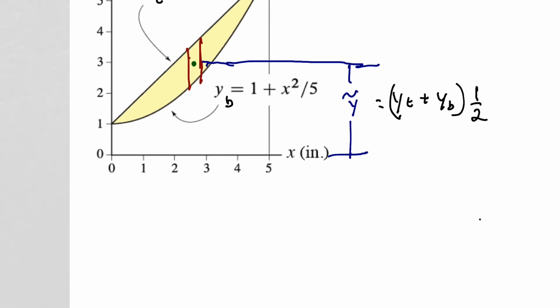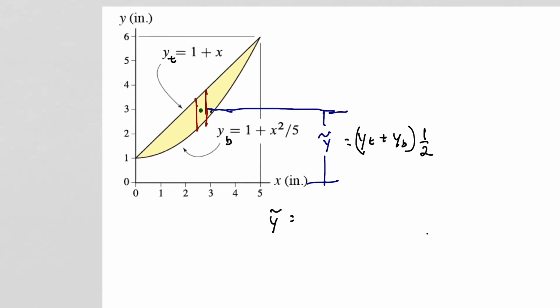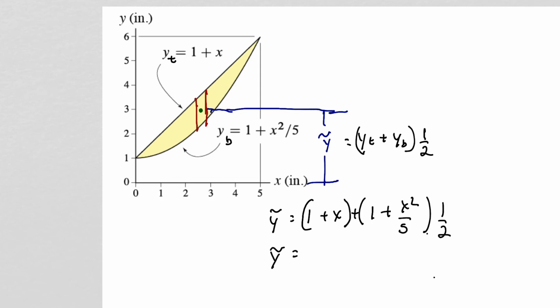So in our case, y tilde is going to be the sum of the two, 1 plus x, plus our bottom, which is 1 plus x squared over 5, divided by 2. If I simplify this, we get 2 plus x minus x squared over 5, times 1/2.